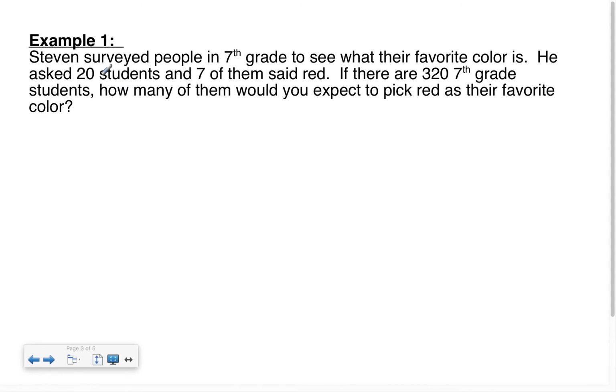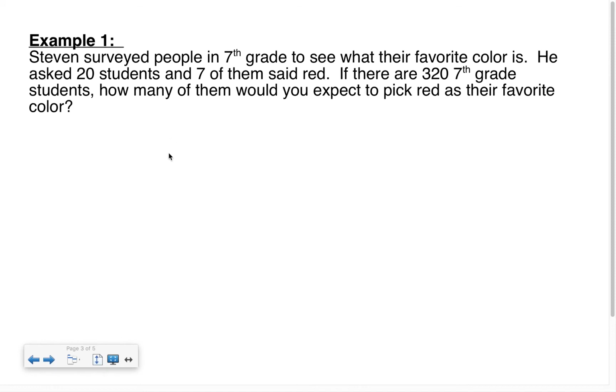If we look at example 1, Stephen surveyed people from 7th grade to see what their favorite color is. He asked 20 students and 7 of them said red. If there are 320 7th graders, how many of them would you expect to pick red as their favorite color? Okay, so we want to compare the sample, which is those 20 students, to the population, which is the 320.